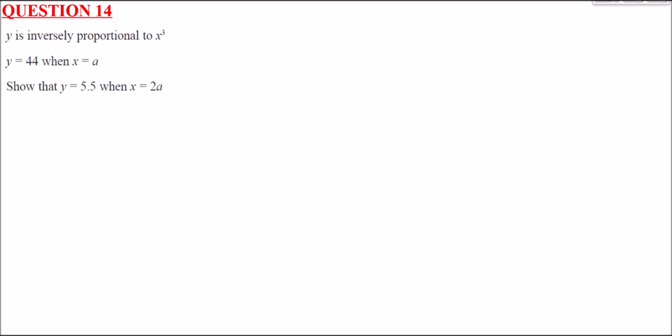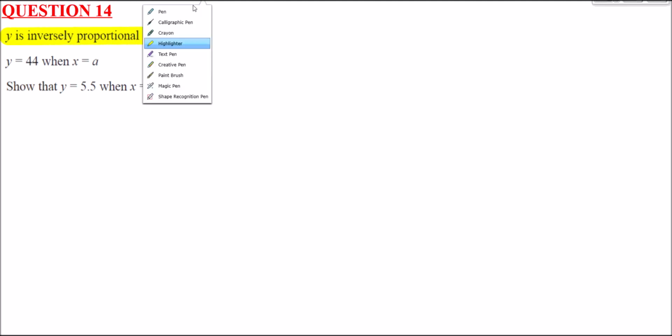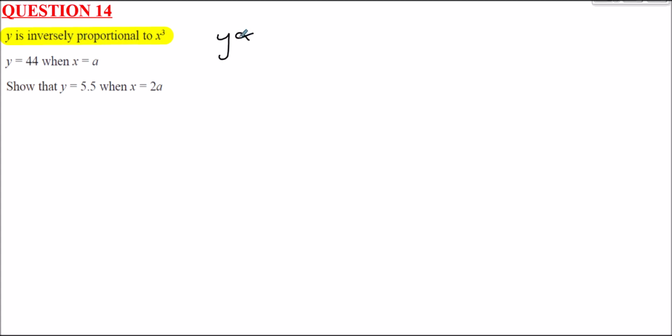Question 14, we're told that y is inversely proportional to x cubed. So, inverse proportionality. There's a symbol for proportionality, which looks a bit like a fish. So we say y is proportional. Now, because it's inverse proportion, instead of being x cubed, inverse means 1 over x cubed. So that's how we put into maths this sentence.